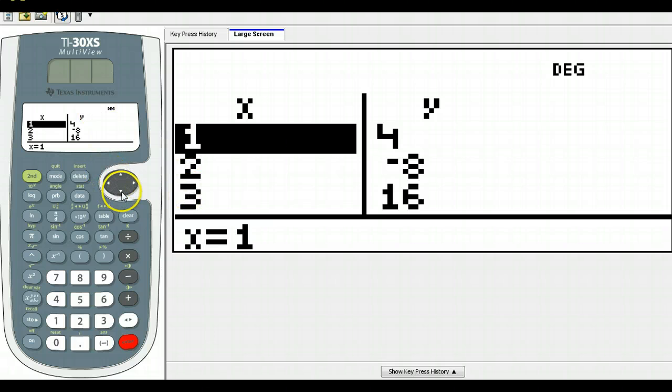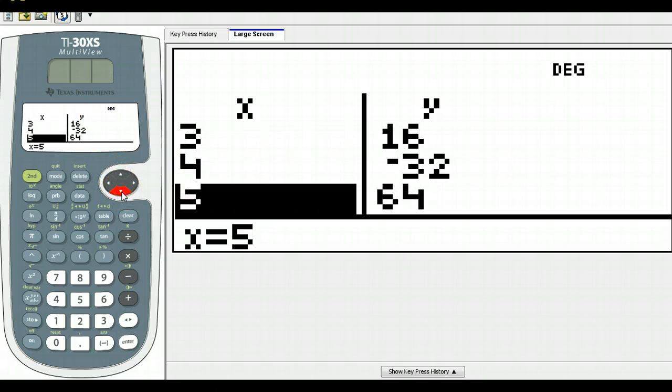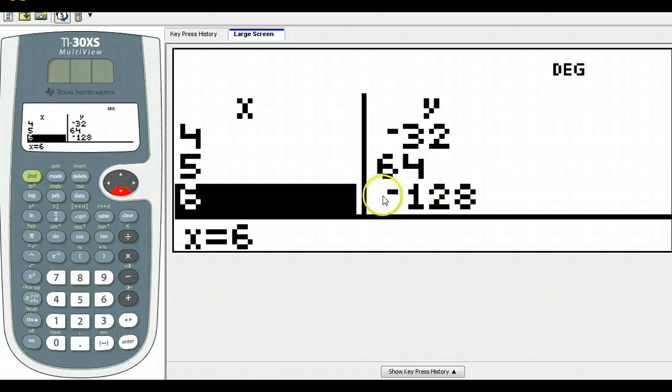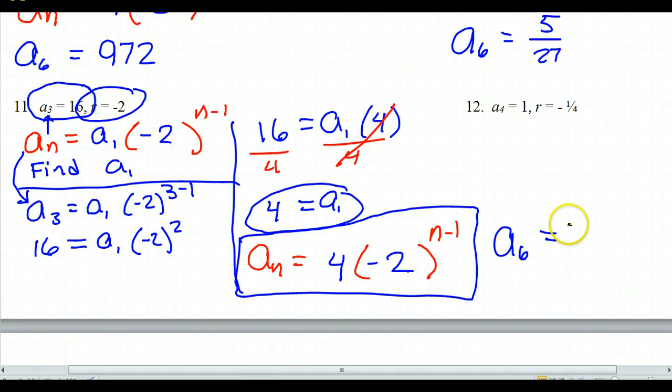If I want to find A6, the sixth term, I can just scroll down and I see that the sixth term is -128. So I think that's about the quickest way to do that, -128.